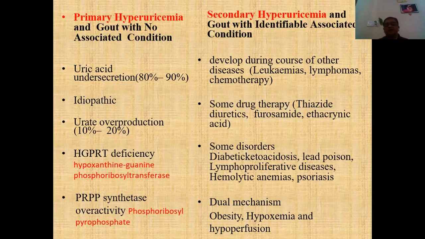Then there are conditions with a dual mechanism, such as obesity. Some persons are obese, then hypoglycemia, then hypoperfusion. Likewise, these conditions are also responsible for an increase in the hyperuricemia level.